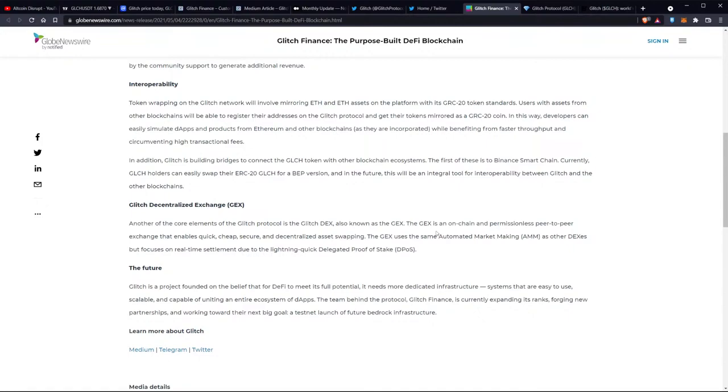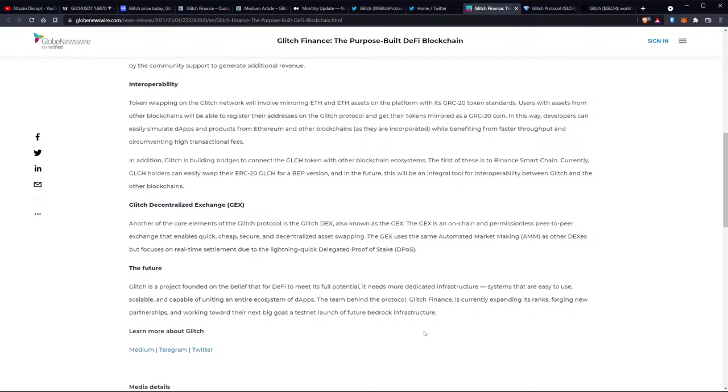So the GEX uses the same automated market making as the other DEXs, but it focuses on real-time settlement due to the lightning quick delegated proof of stake. That is brilliant, absolutely brilliant.